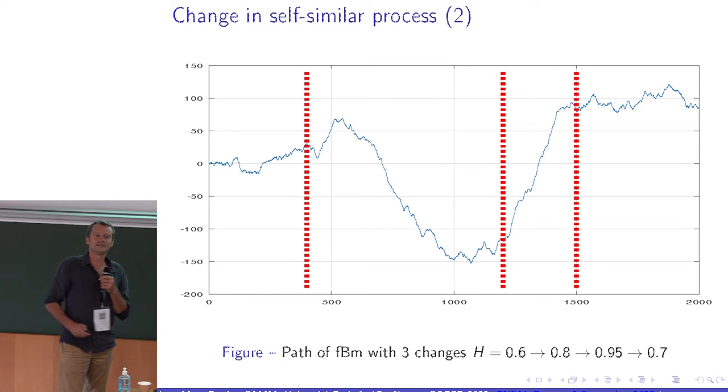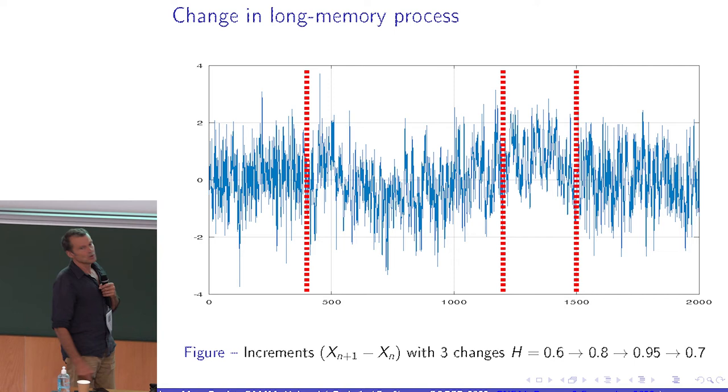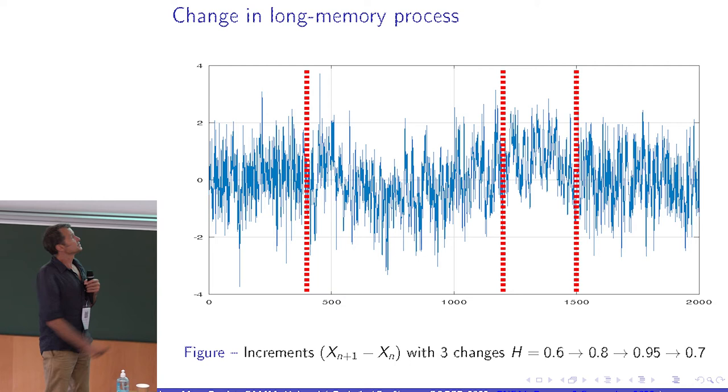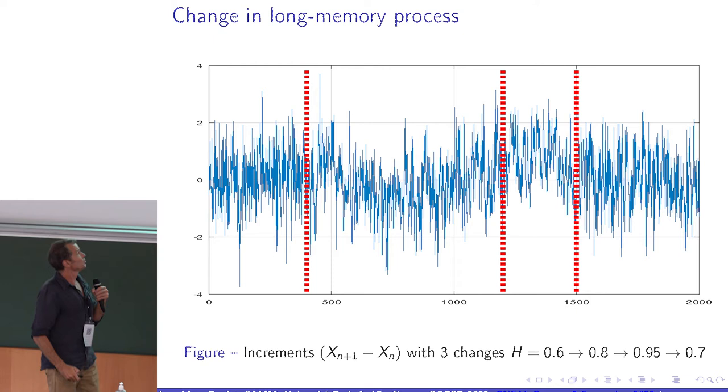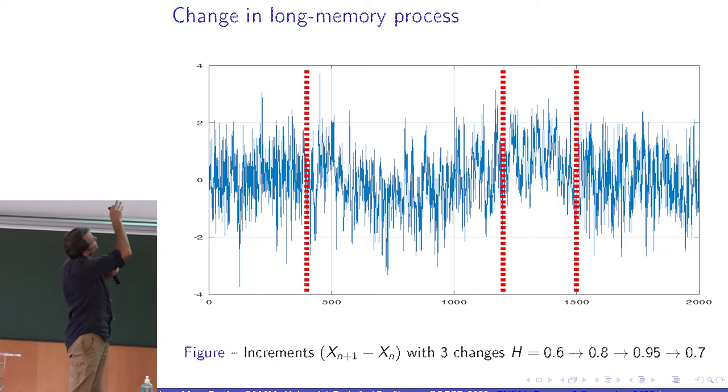And so, we're going for 0.6, 0.8, 0.95, and 0.7. It's the same if you consider the increments. Perhaps, I do not know if it is easier on it or on it. Well, you could see that there is some long memory here, and the larger the long memory parameter, you could see some trends in the second part, because the parameter is larger. Some trends where you're going down and then you're going up. But when the parameter is 0.6, there's not something like this.